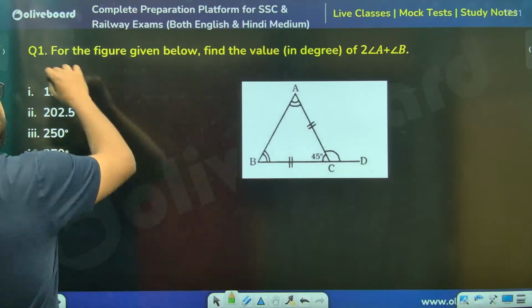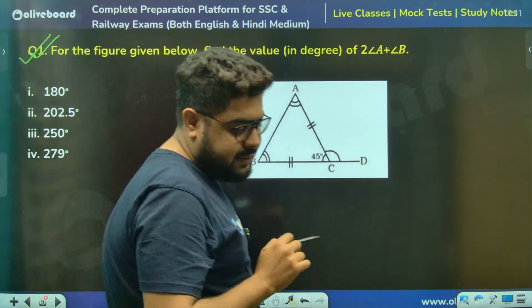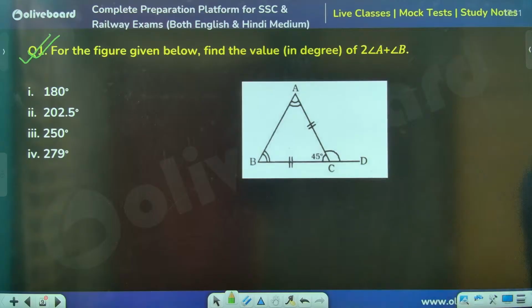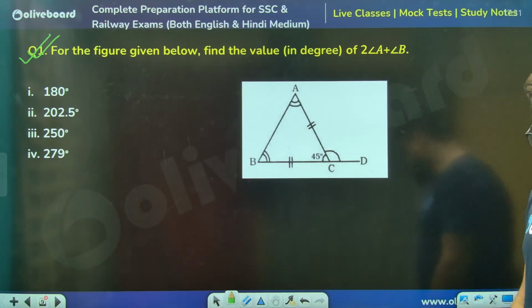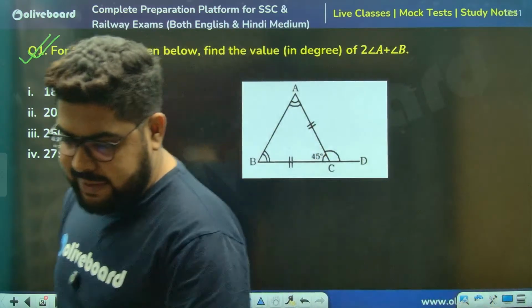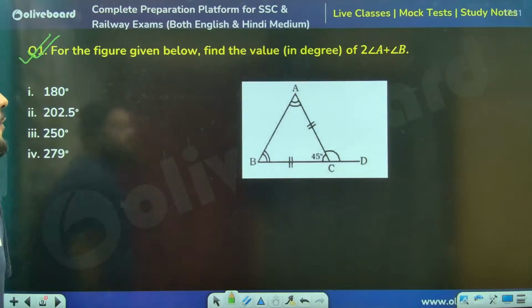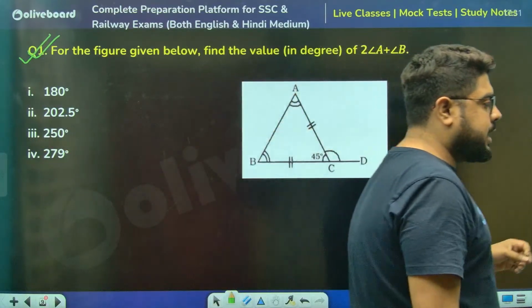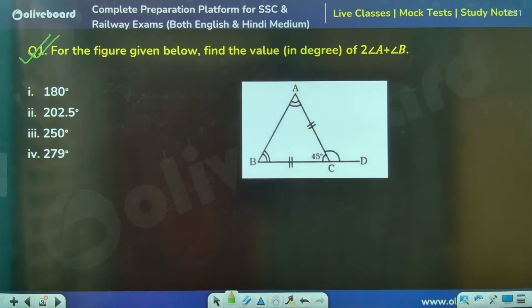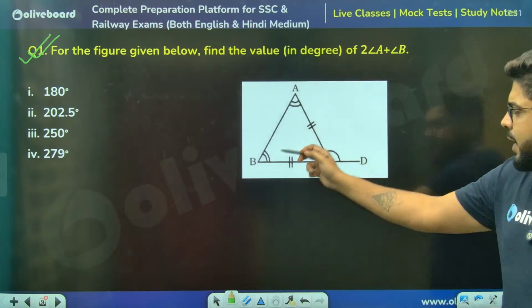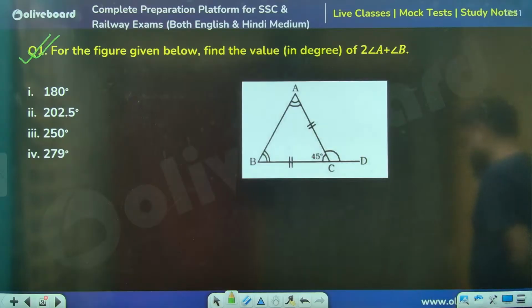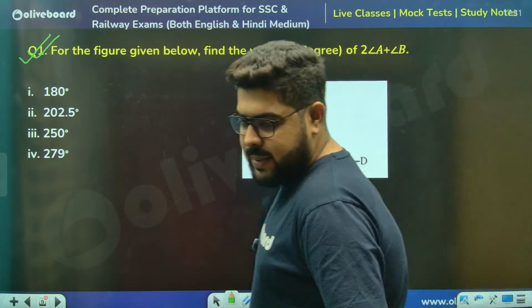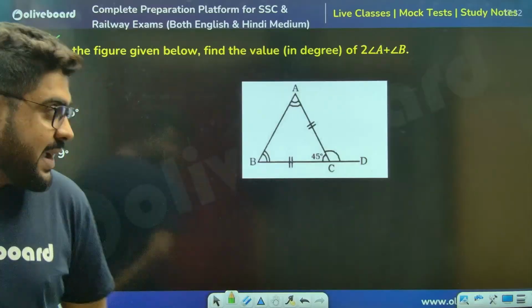This was asked in CGL, most probably a question from CGL 2020. Everyone, please solve. In the given figure below, they are asking the angle 2A plus B, twice of A plus B. And these two sides are equal.